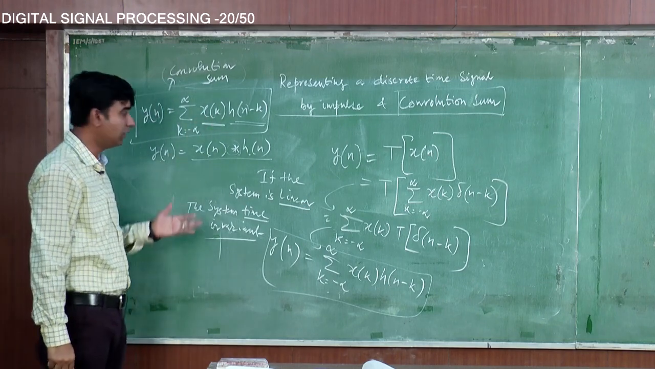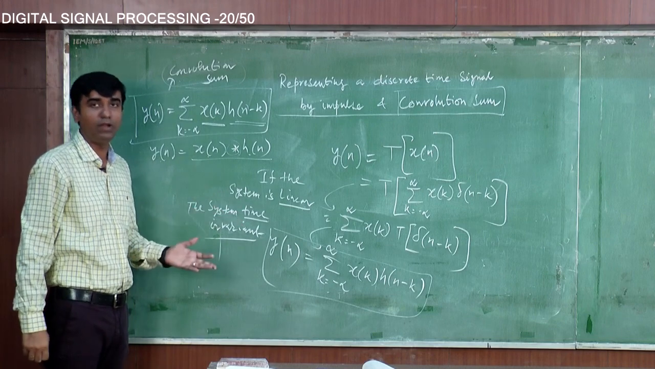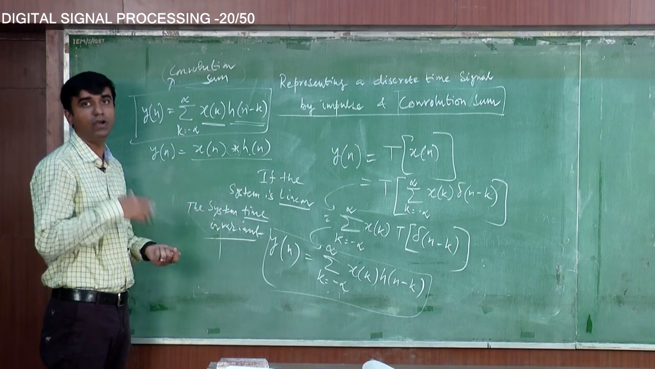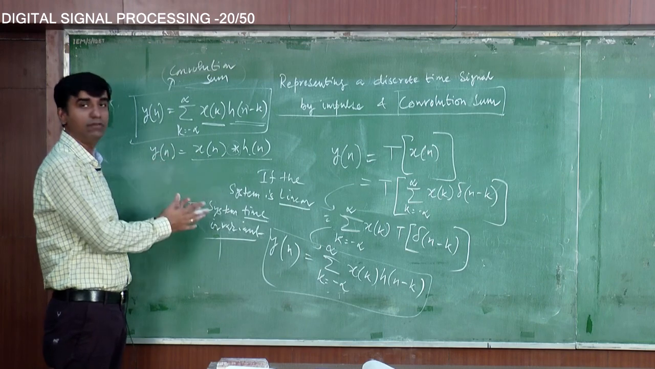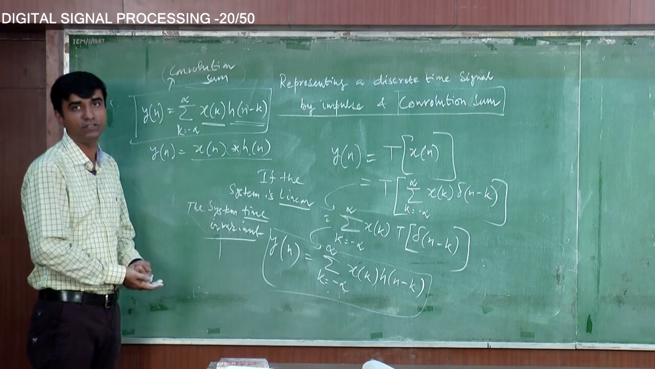Now, in the next lecture, we will take one example and show you how to solve a convolution sum using real sequences of x[n] and the impulse response.